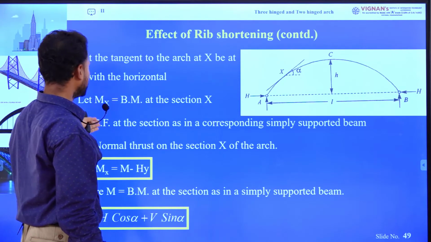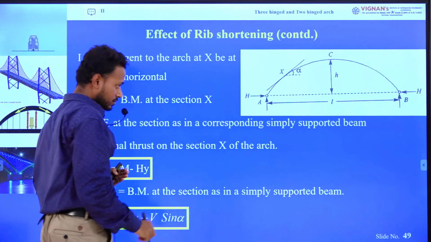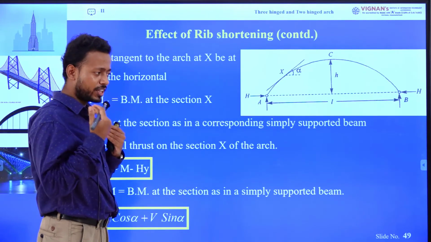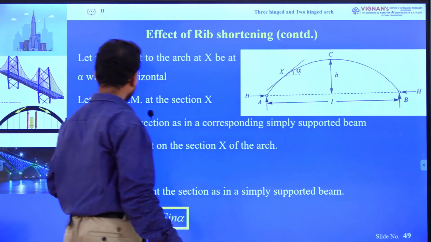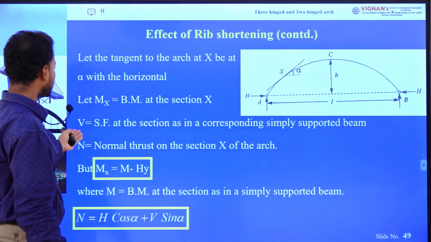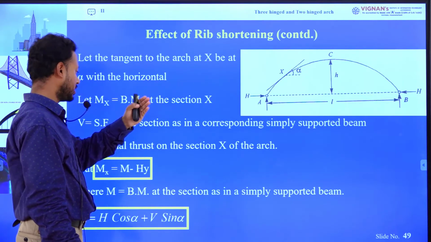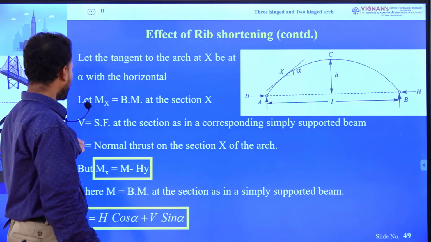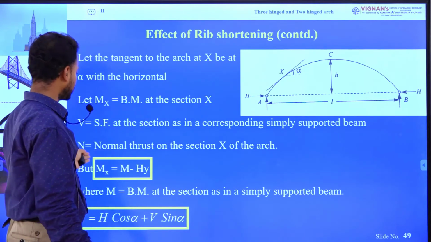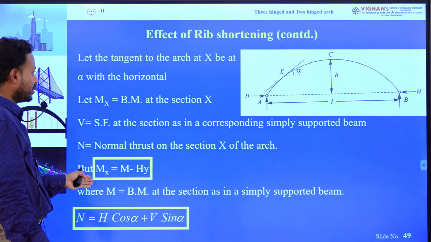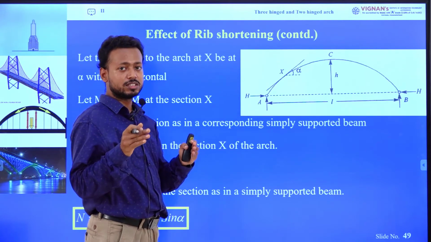Let's assume Mx is the bending moment at cross section X, the net bending moment considering everything. That net bending moment at cross section X is Mx. The shear force V at that point is due to the external load, and the normal thrust at the cross section is N. But we know the net bending moment will be the beam bending moment minus Hy.